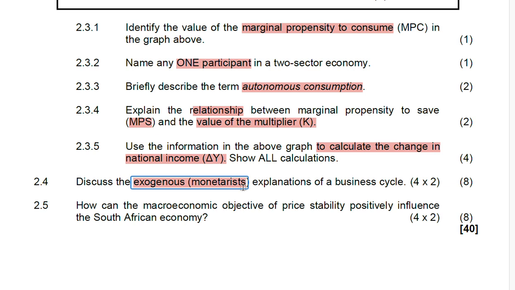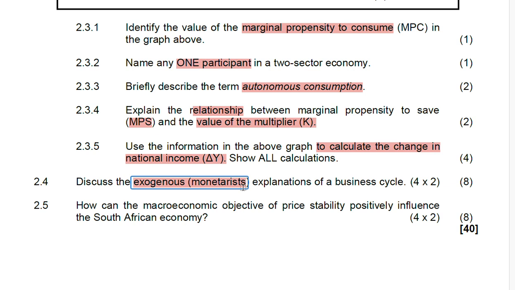The monetarist or exogenous. Monetarists believe that the market is inherently stable. So any fluctuation in economic activity is caused by external factors. The growth path in the economy is determined by the supply factors of production. The market forces of demand and supply will always bring the market back to equilibrium when an imbalance develops.